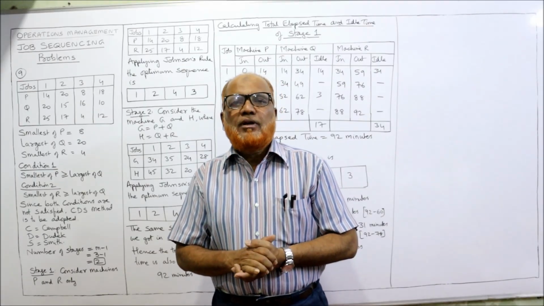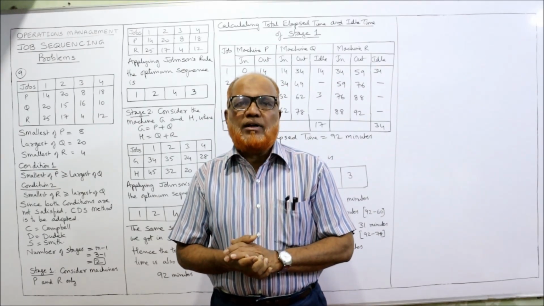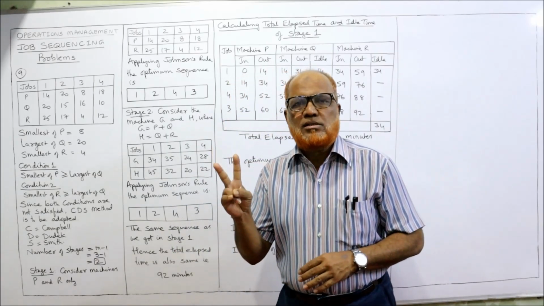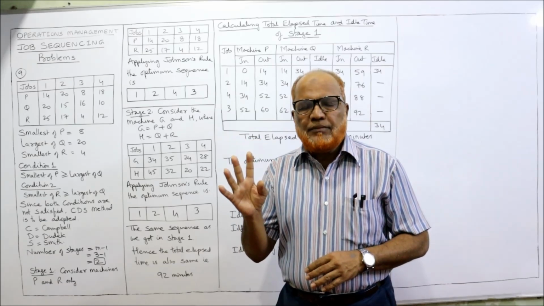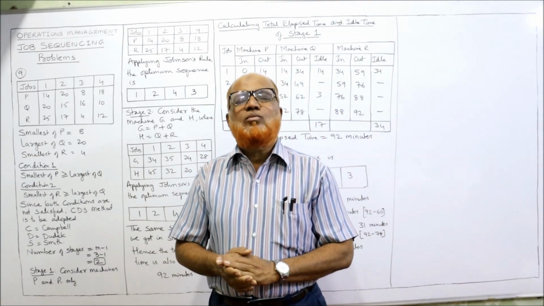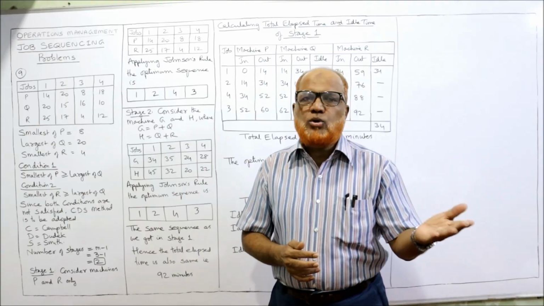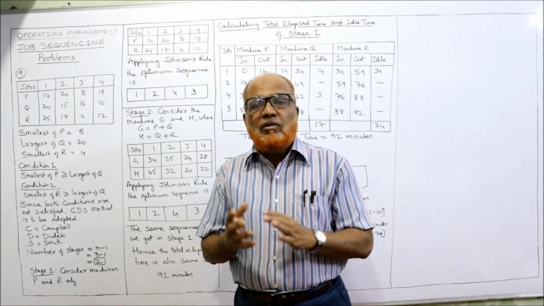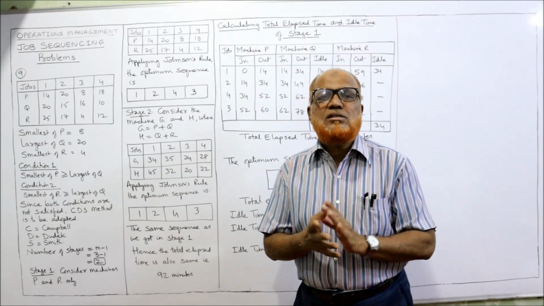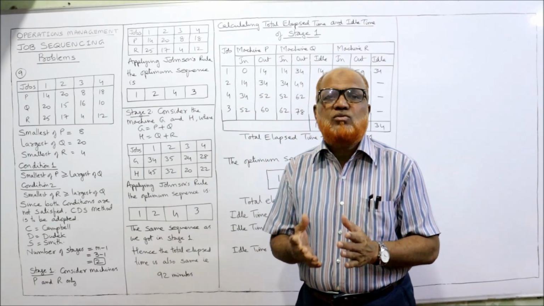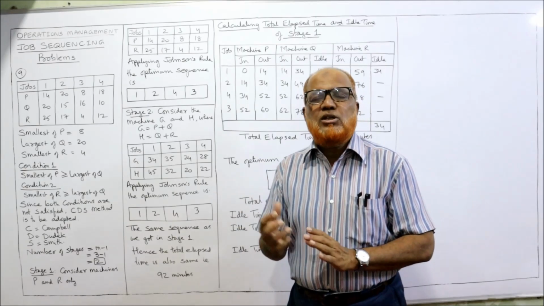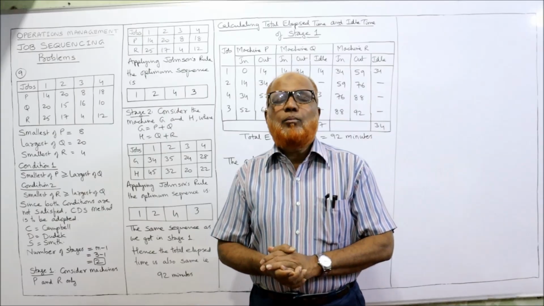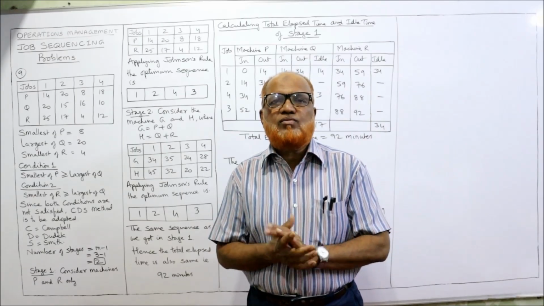In this problem, the conditions will not be satisfied. In the previous 2 problems I have explained, the 2 conditions are there. If any one of the conditions is satisfied, we can convert the 3 machine problem into a 2 machine problem and find out the optimum sequence. But what will happen if both the conditions are not satisfied? In that case, what is the remedy? So here in this problem, I am going to explain that situation where both the conditions are not satisfied.